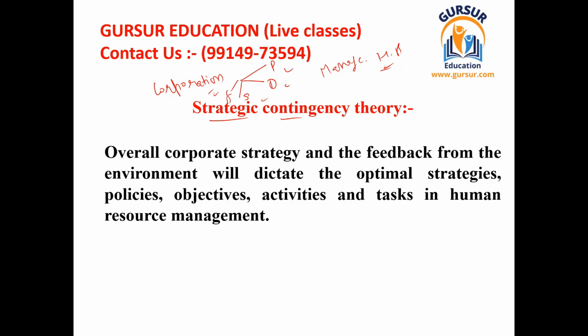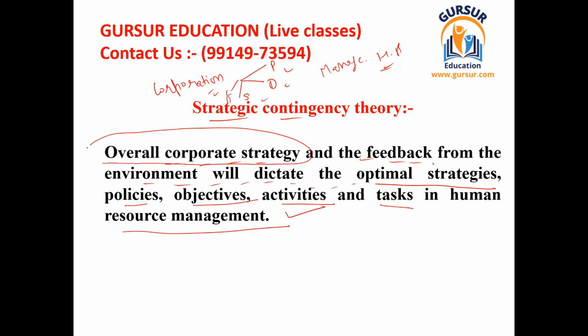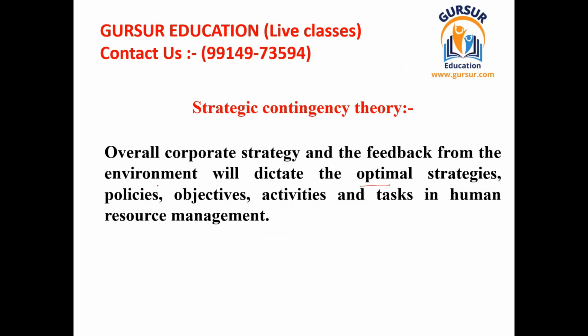So it says that overall corporate strategy and feedback from the environment will dictate optimal strategies, policies, objectives, activities, and tasks in human resources management. So it's just emphasizing that overall corporate strategy should include the management of human resources in itself. They should dictate the optimal strategies, policies, objectives, and activities. Okay. So this was the crux of strategic contingency theory.